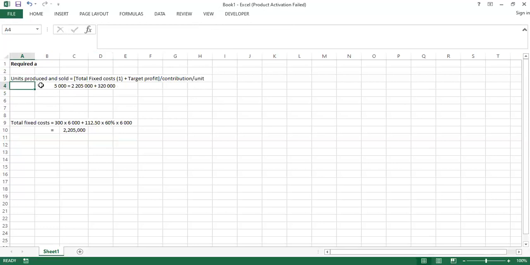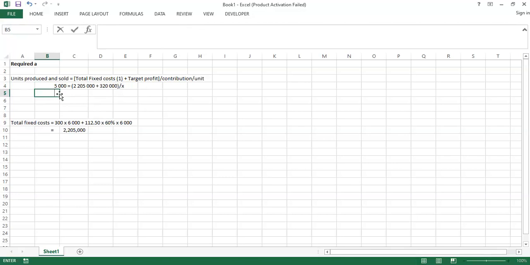Now maybe we should be smart about this so that we don't waste time. Let's just say our contribution per unit is X. Let's divide that by X. Then we want to find X there. And then let's see what we can do.